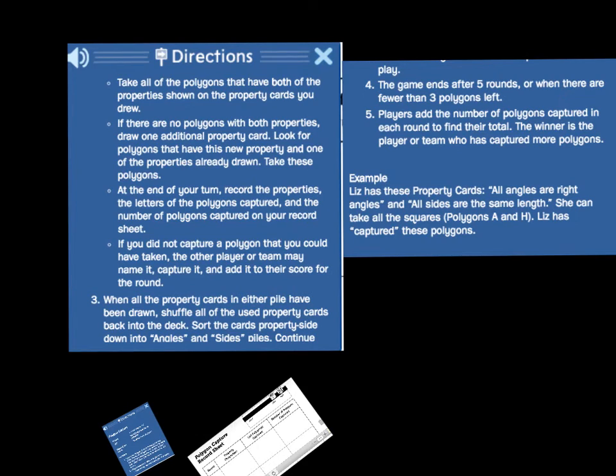So if there were 4 of you playing, then it'd be 2 against 2, right? So who has captured more polygons? So we have an example down at the bottom here. It says Liz has 3 property cards. All angles are right angles is one of her properties, and all sides are the same length is her other property. So she can take all the squares, because of course a square, all of the sides are the same length, and it has all right angles. So polygons A and H, she could collect those. So she has captured those polygons.